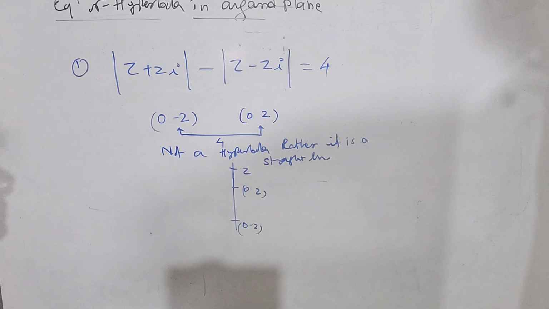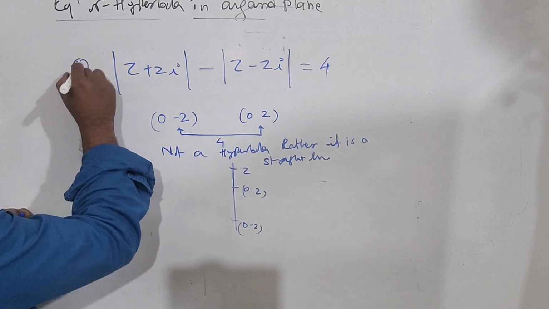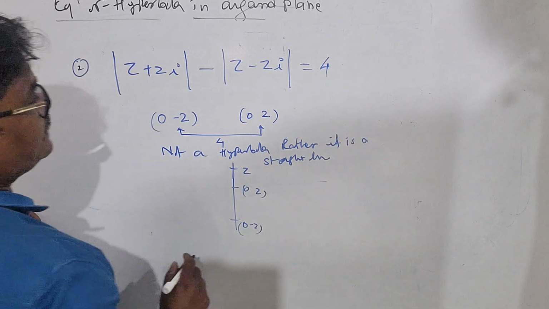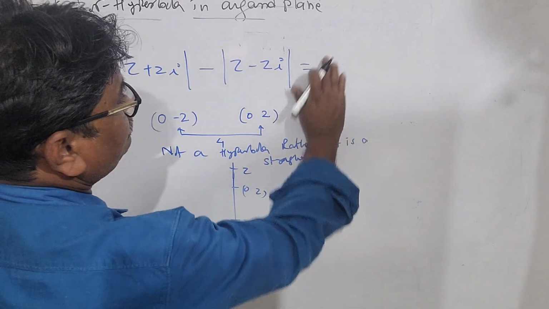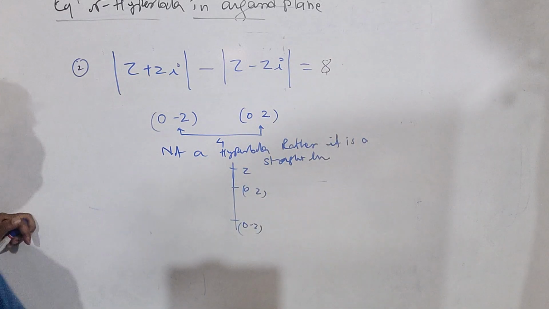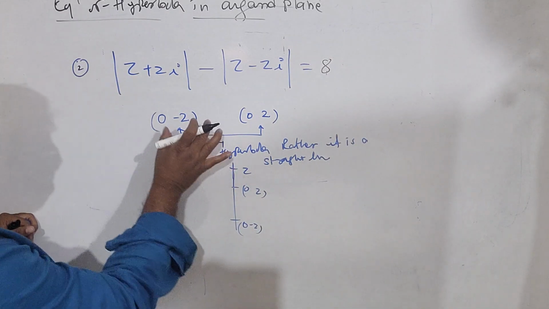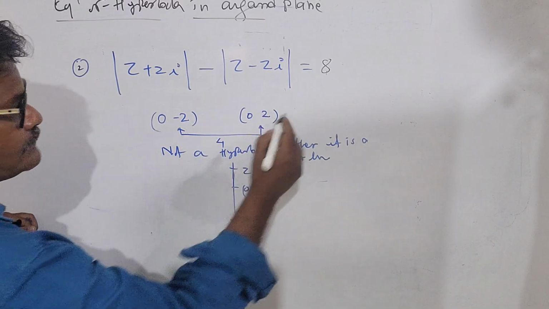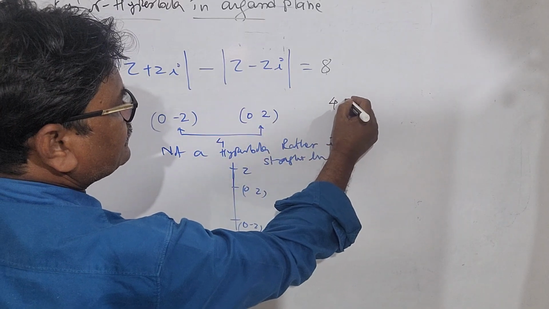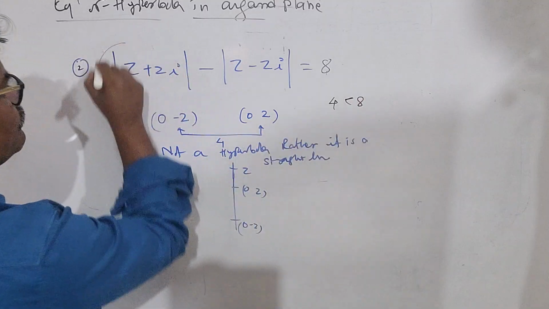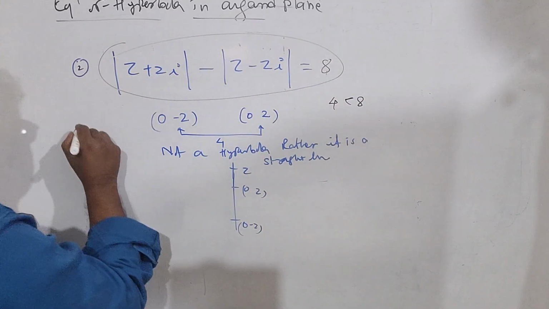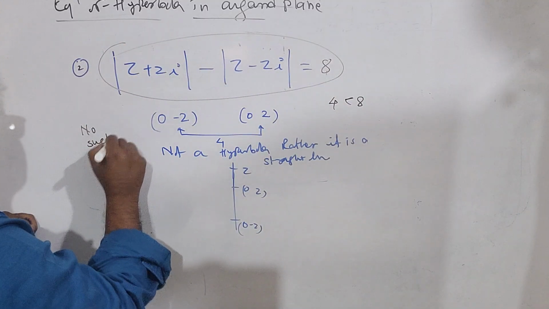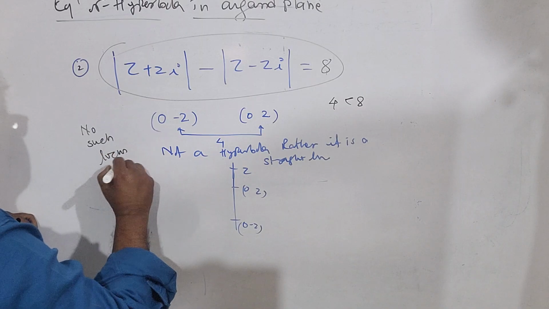Now coming to question number 2. Question number 2 is like that. If modulus of z plus 2 iota minus modulus of z minus 2 iota is equal to 8. At this time the distance between these two, 0 comma minus 2 and 0 comma 2, is 4, and 4 is less than 8. So therefore no such locus exists.